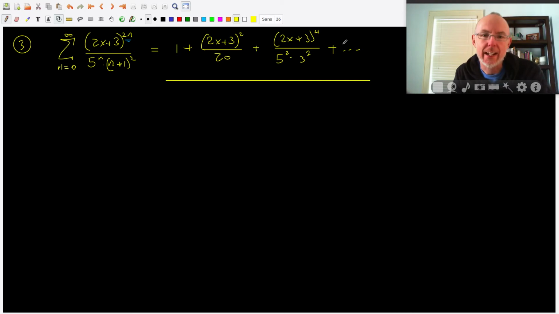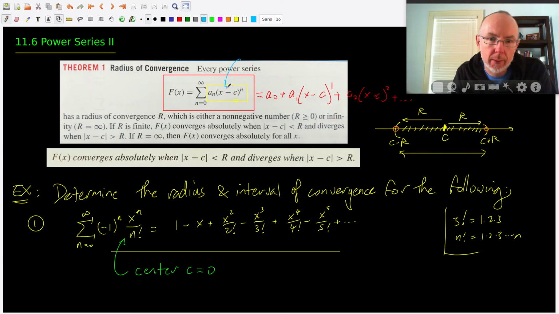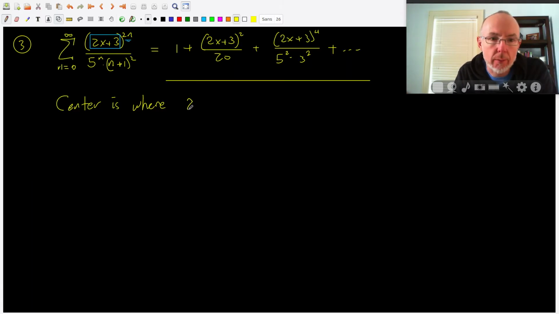It's worth writing these out sometimes because it gives you a feel for the terms and what they look like. What's the center here? Well, the center is where this term is equal to 0. The center is the value of x that will make that 0. Going back to the beginning, the value of x that I would plug in there to make that term 0 would be c, because then you get c minus c to the power of n, which is 0 to the power of n. So the center is literally the point that makes that term 0. In our case, the center is where 2x plus 3 is equal to 0, which means, solving that, x is equal to minus 3 halves.